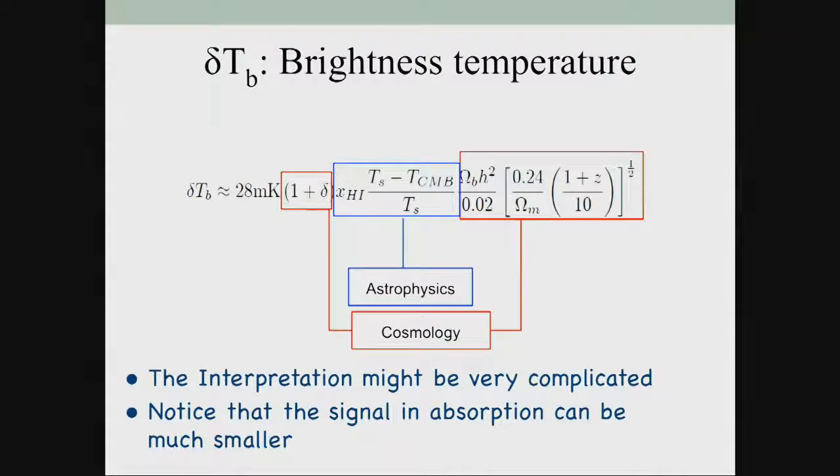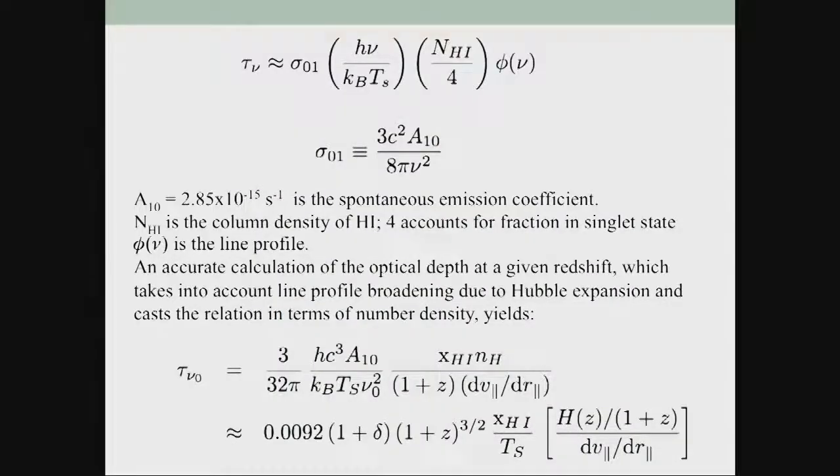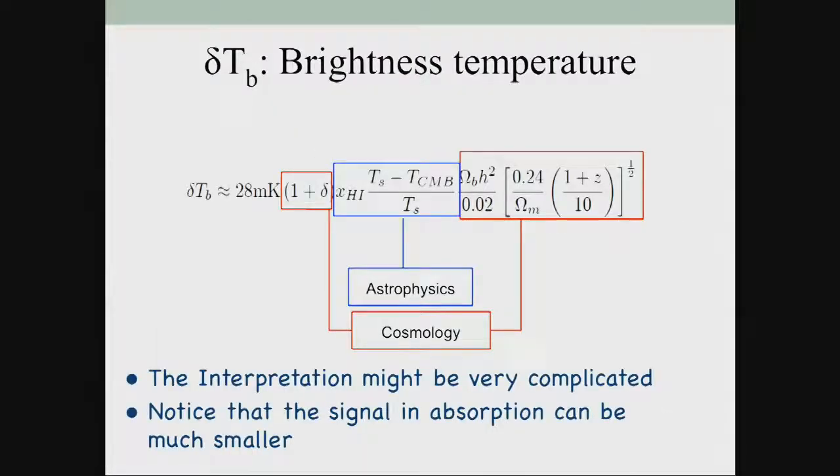This is a more complicated one, and I'll spend some time on this. This has to do with the difference between the CMB and the spin temperature. Again, if the spin temperature is equal to the CMB, you see nothing. Okay? So that's this effect. There's another term here which I ignored, but it should be there. It's exactly this one. I forgot to copy it here. And these are just constant, basically, and redshift evolution.